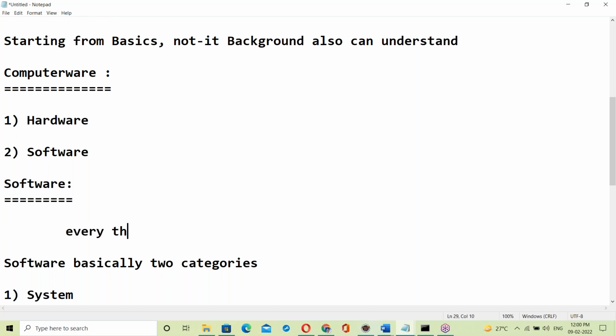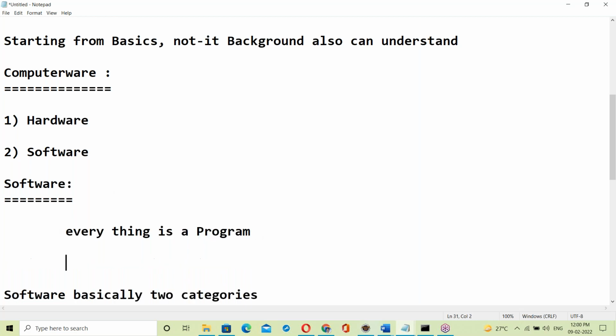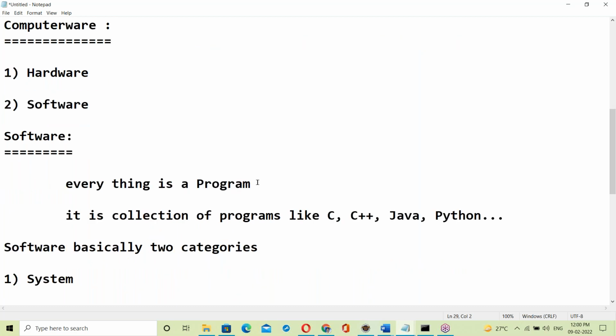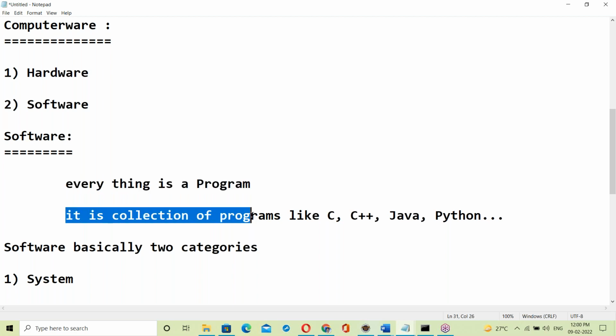In software, everything is a program. Software is a collection of programs, like C, C++, Java, Python, all the programs.